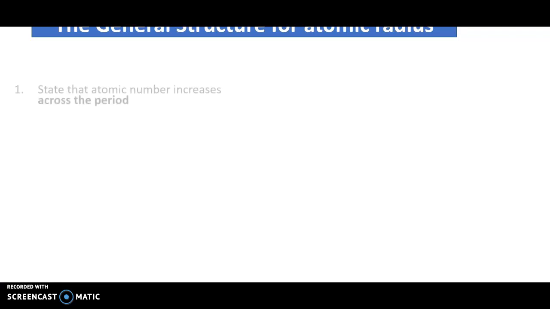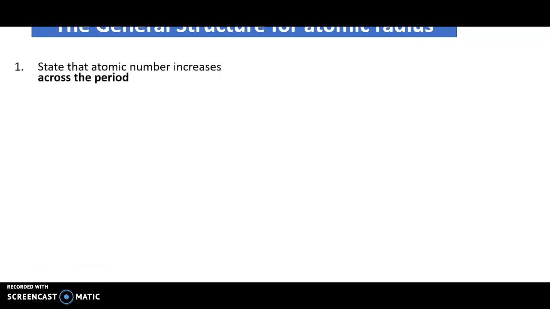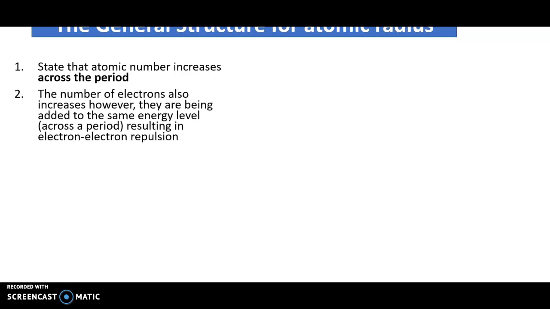Now, an explanation for this can be given in the following slide, and you always start by discussing the atomic number. So if you're asked to discuss the trend of atomic radius and the focus is across a period, then here's how you answer it. Start by talking about the atomic number and how it increases across a period. Next, you also want to say that atomic number gives you the number of electrons, so the number of electrons also increases.